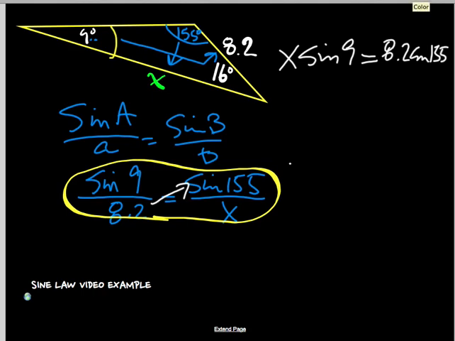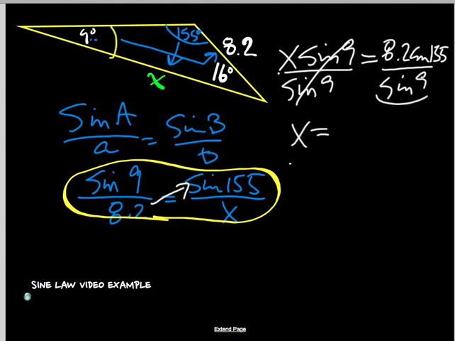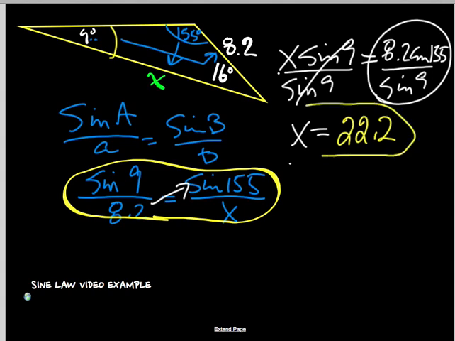All right? So I have that. I divide both sides by sine of 9 to isolate the variable. So then x equals 8.2 times the sine of 155 over sine of 9. So when I pop that into my calculator, I get an answer of 22.2. Now if that's meters, centimeters, it wasn't indicated in the question, but there's the answer.